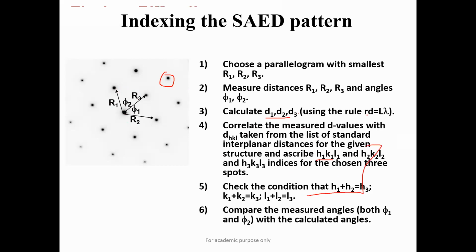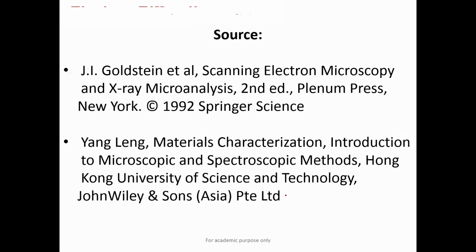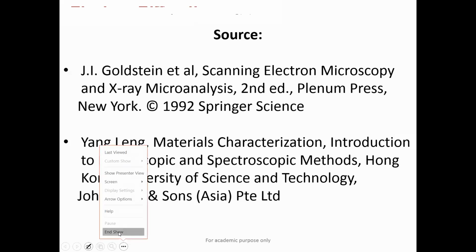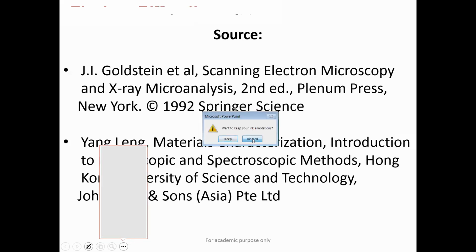Just to cross check that whatever information you are taking out from the JCPDS file is correct, that is, H1 plus H2 is equal to H3 and so on. So this is the way to get the HKL plane values. These are the sources. So this was all about the electron microscopic characterization of the material.